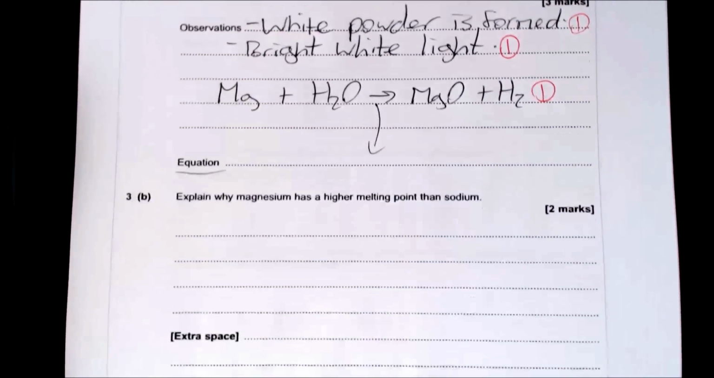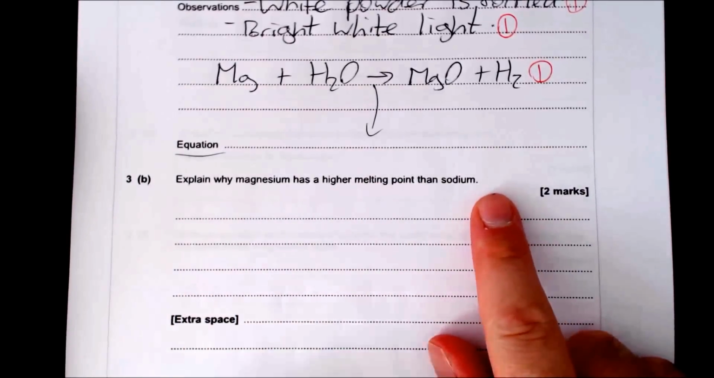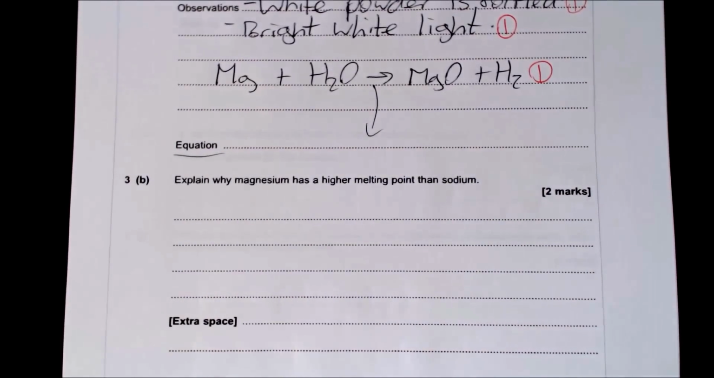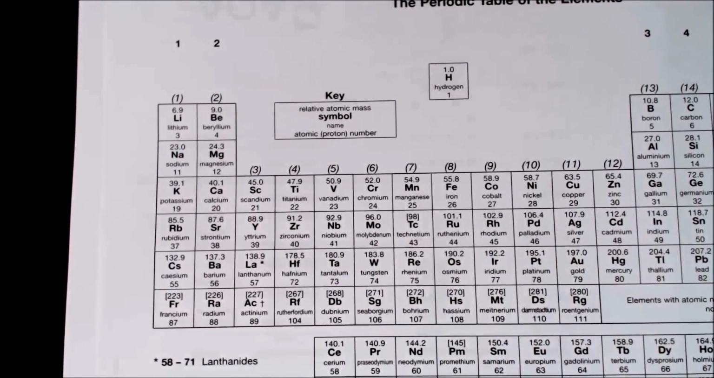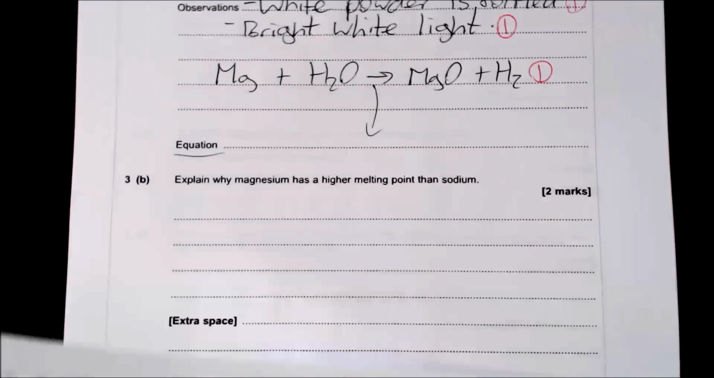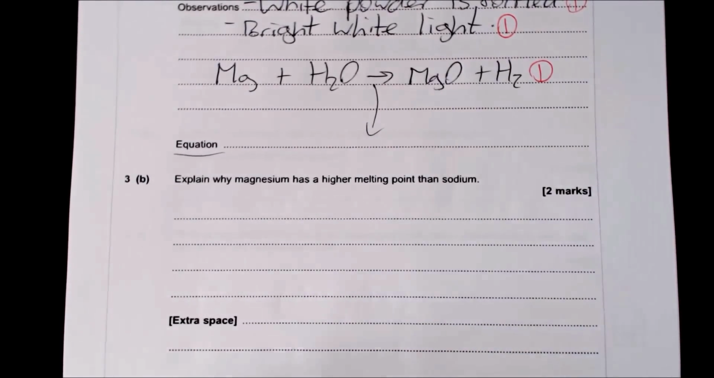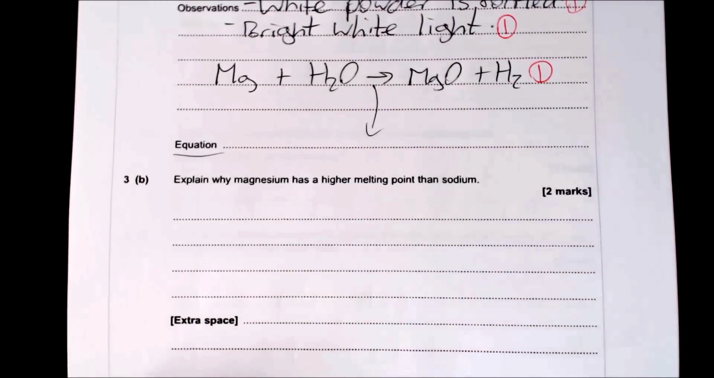Okay, and on to the next question. So this is 3b. It says explain why magnesium has a higher melting point than sodium. So if we bring in our periodic table, you can see that magnesium is in group 2 and sodium is in group 1. So we're saying, why does this have a higher melting point than sodium? And it's due to the fact that magnesium has a higher charge density, or the Mg2+, because we're talking about metals here. So it has a higher charge density than sodium, and therefore the sea of electrons that exist in metallic bonding would be held a lot more strongly.